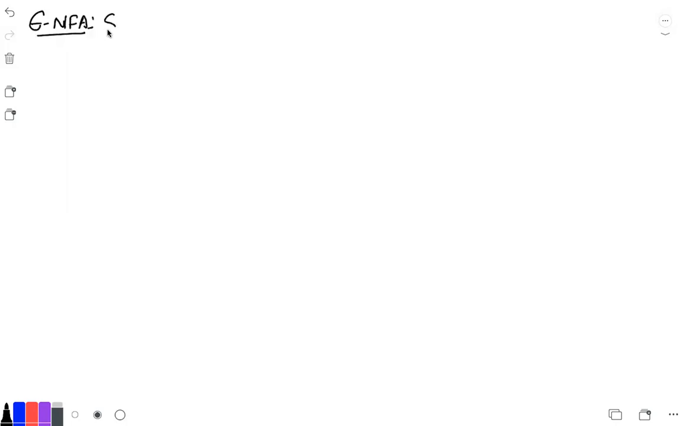So epsilon NFA with string acceptance. The same NFA, Q0, 0, epsilon Q1, 1, again epsilon Q2, final state 2. Now I want to check whether the string 0, 1, 2 is accepted or not for this NFA. Now, for the string acceptance, step 1: in the first step, all you need to do is compute epsilon closure.